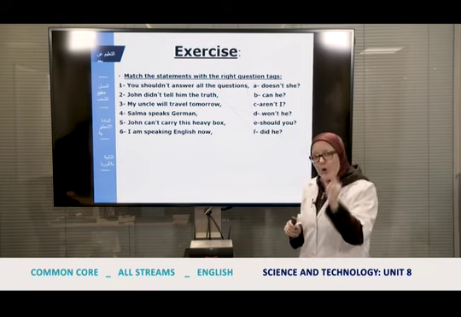For number 5, John can't carry this heavy box. We replace John with he and can't with can. It becomes can he. And for the last example, and this is the exception we talked about, I am speaking English now, and the answer is aren't I, as in the exception, of course.